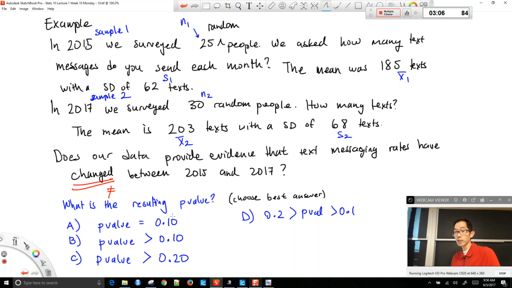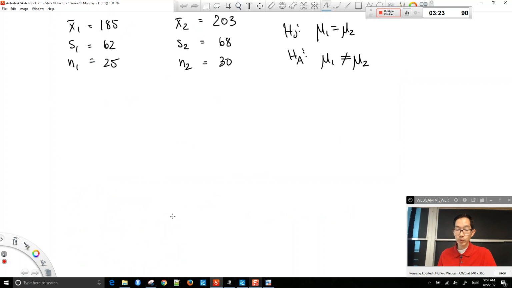If it said something like "has messaging rates increased," then we would have a less than sign because that means sample 1 is smaller than sample 2. Or if it says "has decreased," then that means sample 1 would be larger than sample 2, or something like that. Okay? So we start off there.